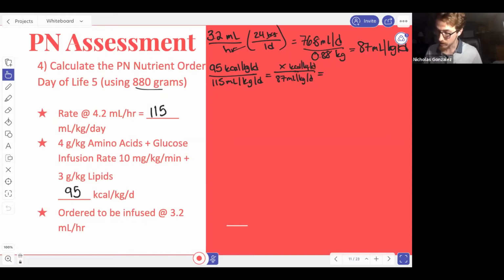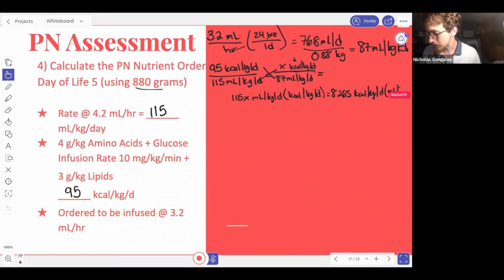So we're going to cross multiply here, and that's going to give us 115x. Remember to keep your units: milliliters per kilogram per day, times these units right here, the calories per kilogram per day, equals this little bit of cross multiplication, which gives us 8,265 calories per kilogram per day times the milliliters per kilogram per day.